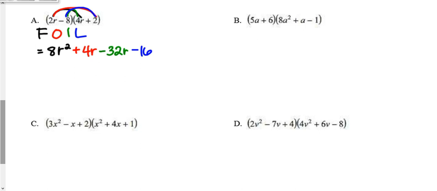And then we kind of hop back to where we started at the first half of this target, where we have to combine like terms. So notice that the 2 middle terms are both r. So if I combine those, I get a negative 28r. So that would be my final answer right here.